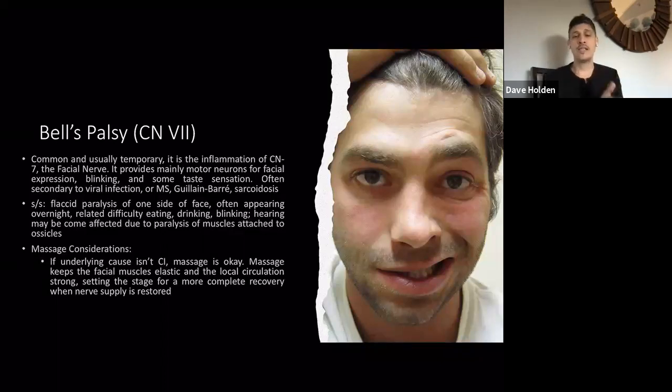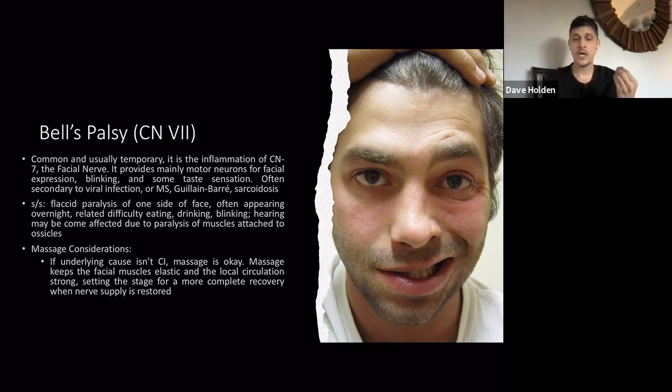What we see with Bell's palsy is a flaccid paralysis of one side of the face. Often it appears overnight. You just wake up and one side of your face is not working. This presents some interesting problems related to eating, drinking, or blinking. Part of this nerve also innervates the inner ear, and you may develop hypersensitive hearing, which sounds awesome, but it's not. Everything sounds really, really crazy loud, like the ear is super sensitive to sounds. Even relatively normal sounds just bang on your eardrum.